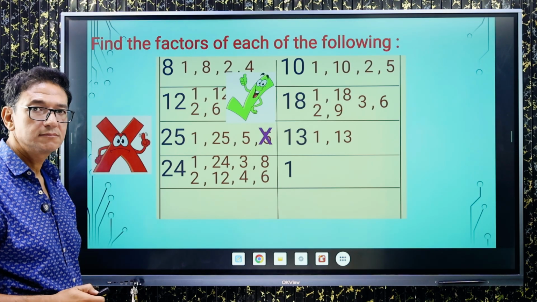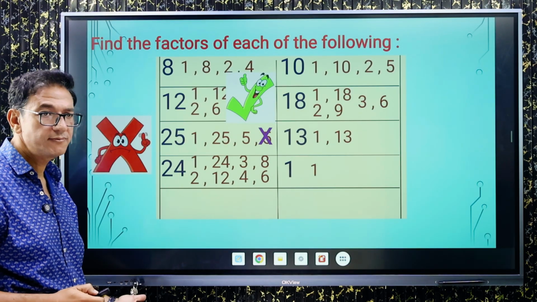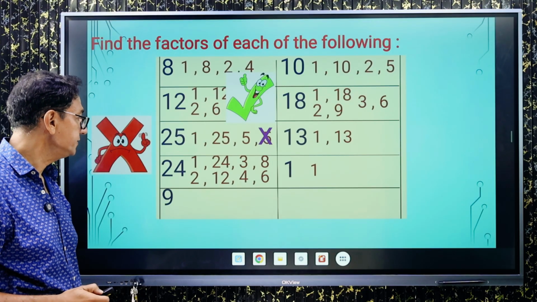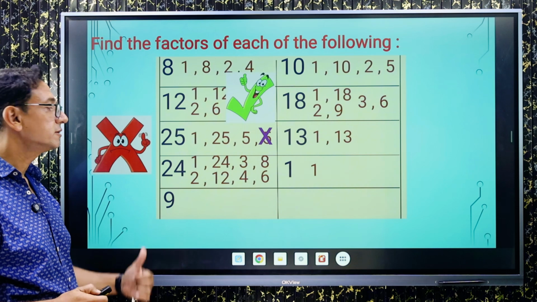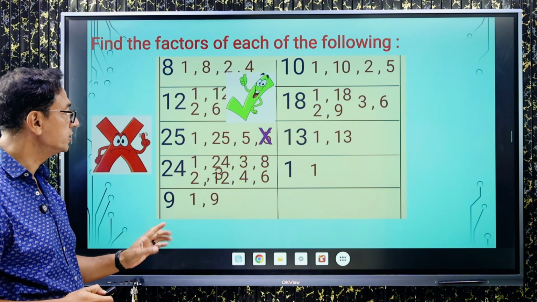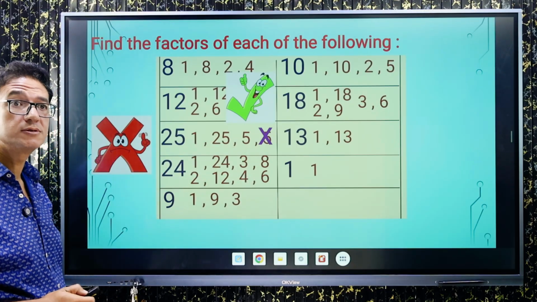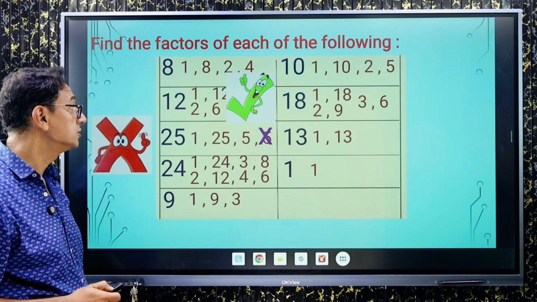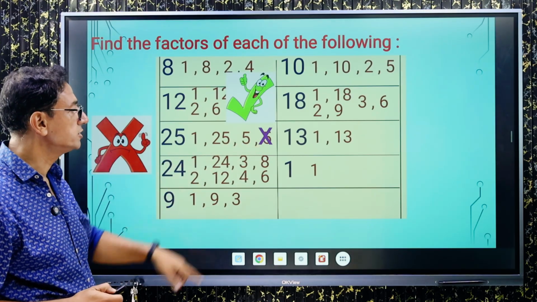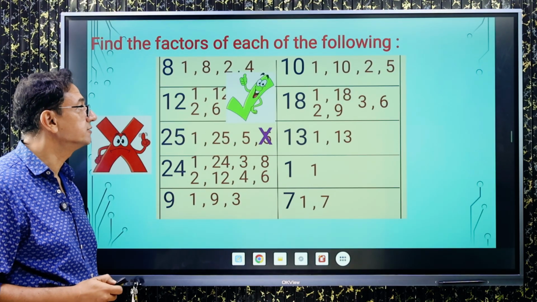1, I think, is only 1. 1 has 1 factor, just 1. 9, 1 times 9, 1 and 9, and 3, just 3, only 1, 3. As we said before, we don't repeat the factors. It's not right, it's wrong. It's a mistake to repeat the factors, just only 3. And 7, it will be 1 and 7.